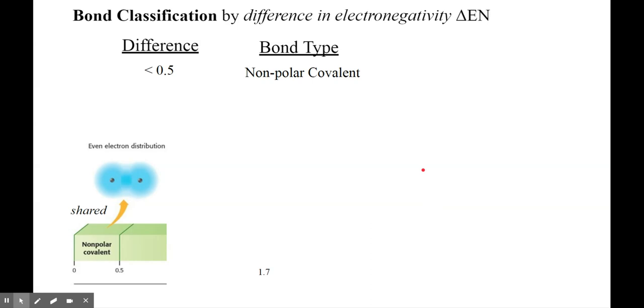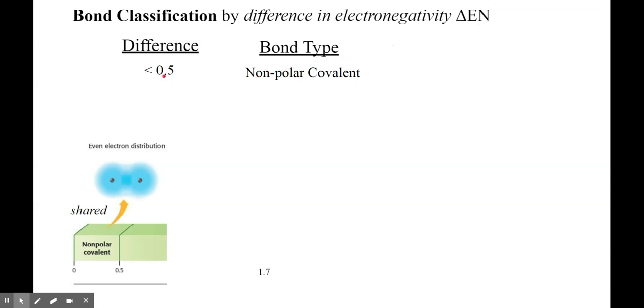Now, going back to last semester, we defined different bonds based on whether it was with metal and nonmetal or two nonmetals, and would say if there are multiple nonmetals, it's covalent. If it's metal and nonmetal, it's ionic. Well, another way we can do that is by looking at differences in electronegativity. That's this delta EN, difference in electronegativity.